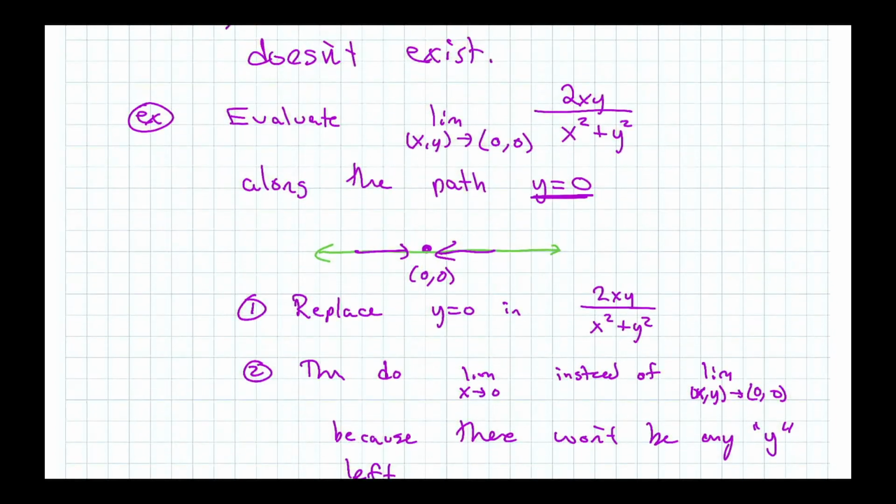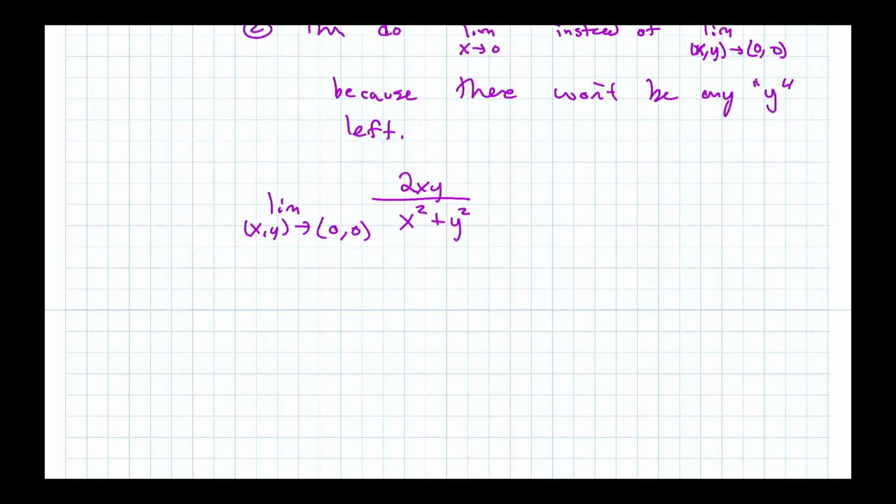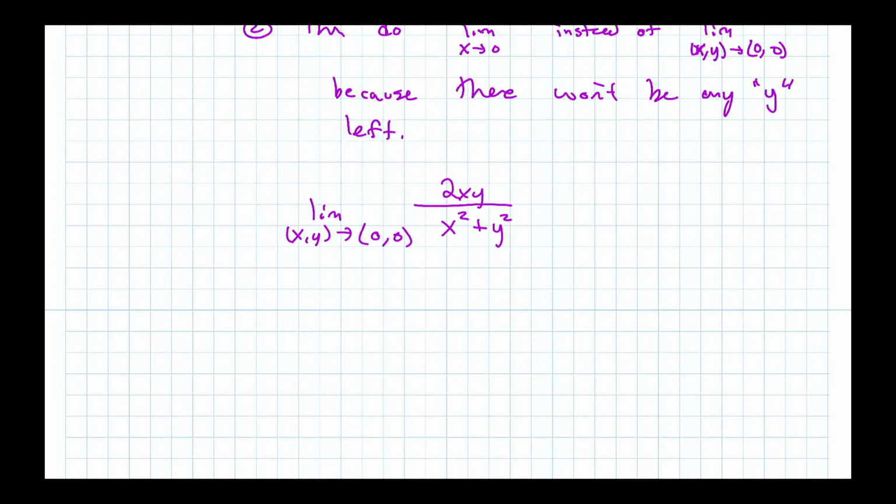Okay, so that's all you have to do to approach along a path. It seems harder than it is, honestly. And you'll see right now when we actually do it. I'm spending too much time not doing it instead of doing it, right? So let's do what I said. So you first of all replace y with 0, right? Because we're doing the path y equals 0. So what do we get? Well, the fraction's going to turn into 2 times x times 0 over x squared plus 0 squared. And you see that there's no y's in there at all.